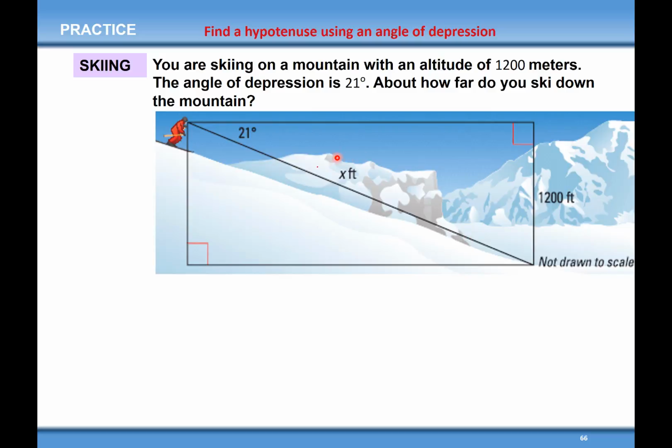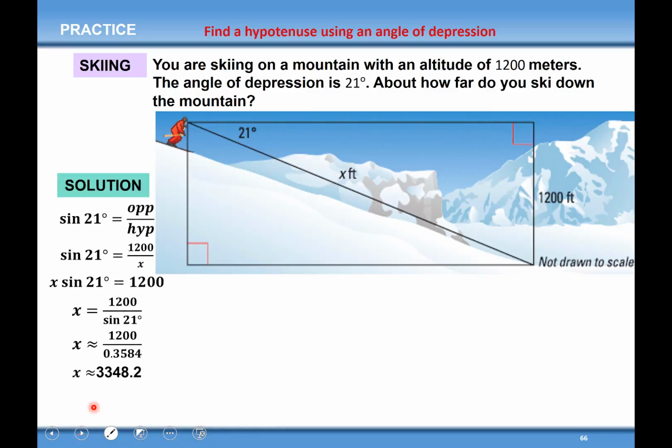Now let's think about this. We have a hypotenuse and we have a leg here. But based on the 21 degrees, which leg do we have? Hopefully you're able to come up with the fact that it was the opposite leg. And so we have the opposite and the hypotenuse. And so we go ahead and solve the sine of 21 equals 1,200 over x.